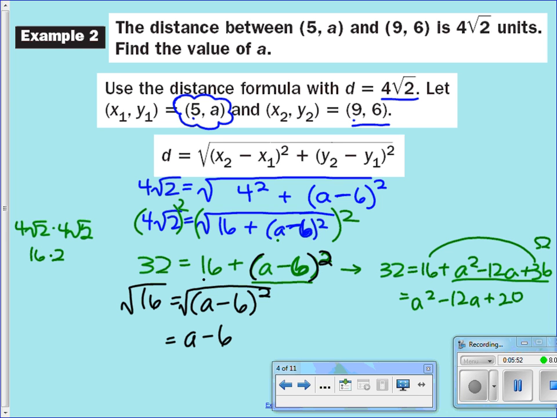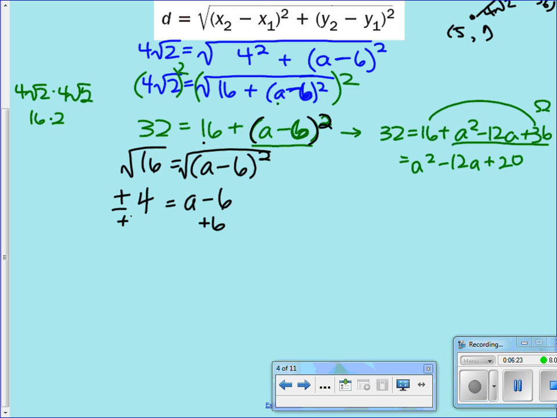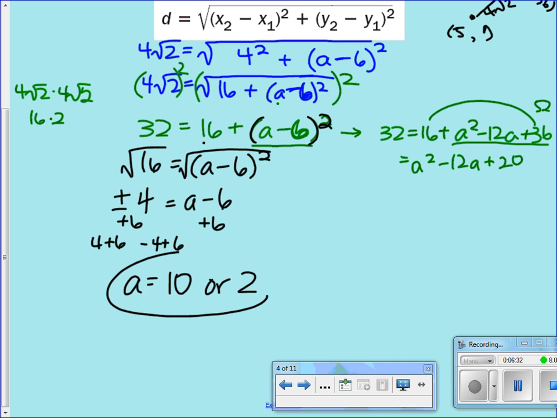The only problem is, if my ordered pair is here, 9, 6, it's got a distance of 4 times the square root of 2 to my other point. It could also have your distance going this way. I don't know which direction that 4 times the square root of 2 is going. So when I square root 16, I need to consider the positive and the negative 4. So when I add 6 to both sides, I need to think of positive 4 plus 6 and negative 4 plus 6. So a equals either 10 or 2.